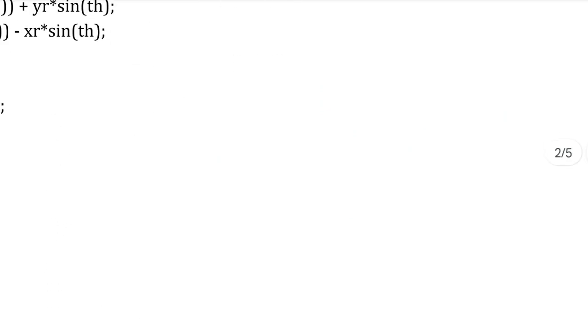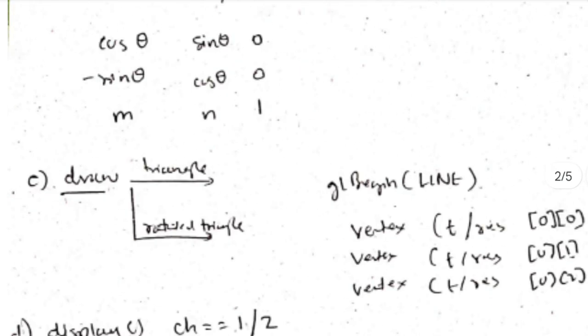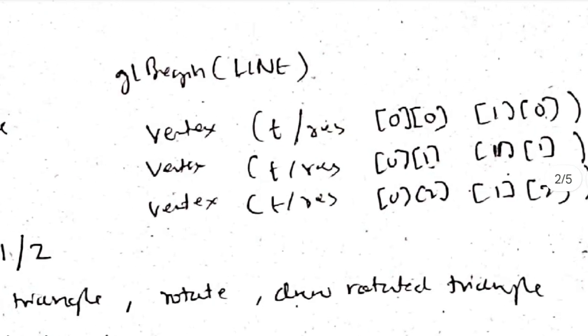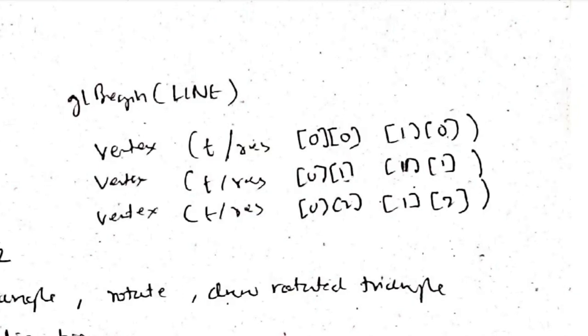What are the next two functions? Rotation about the origin and rotation about the fixed point. That's all the difference is. Same thing goes for here as well. For the triangle and rotated triangle, the formulas are this one. Just remember, you have to mark 3 points. GL begin line, GL end. In between that, mark 3 vertex values.